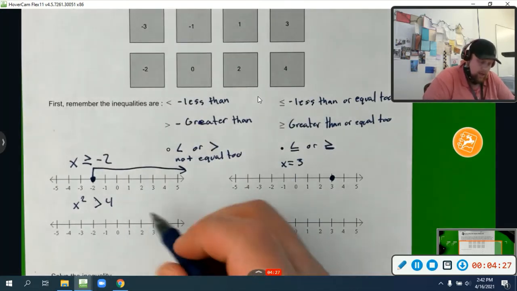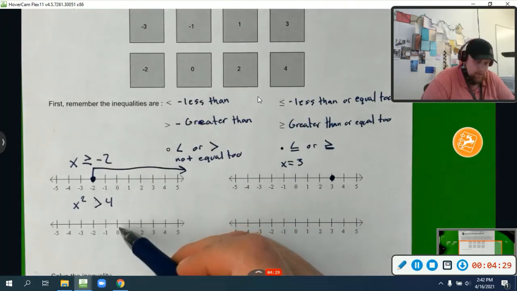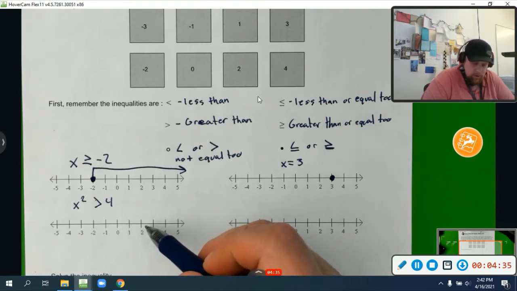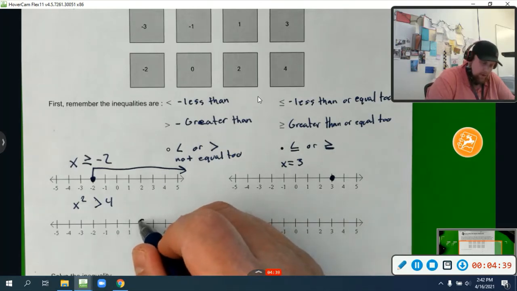Here's what this looks like. So let's think of numbers. Is 0 squared greater than 4? No. Is 1 squared greater than 4? Nope, it's just 1. Is 2 squared greater than 4? No. It is 4, so we're going to put an open dot right there.